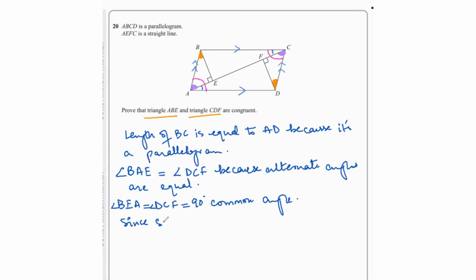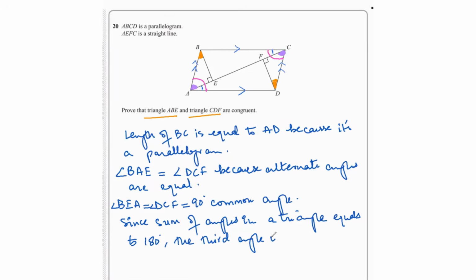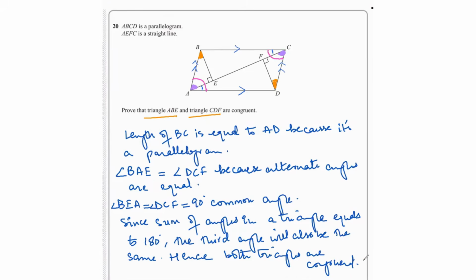Since sum of angles in a triangle equals to 180 degrees, the third angle will also be the same. Hence congruent. Both triangles are congruent. That is your proof.